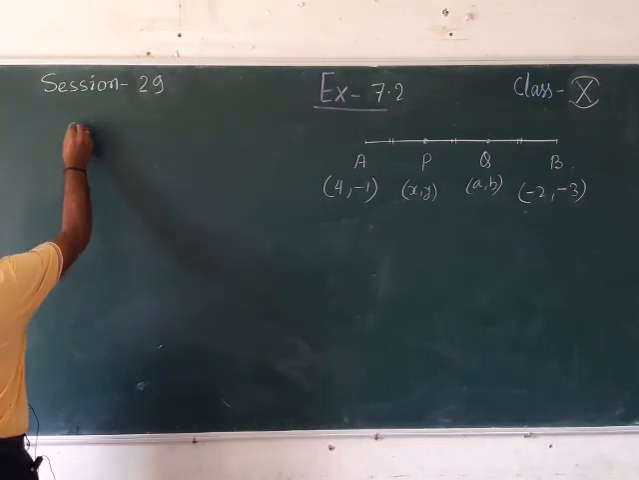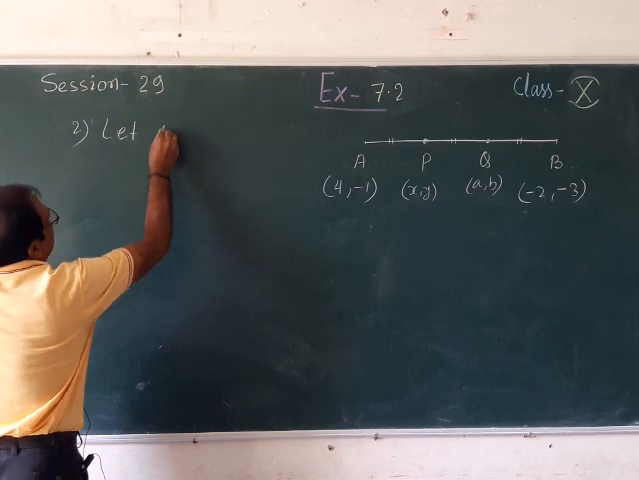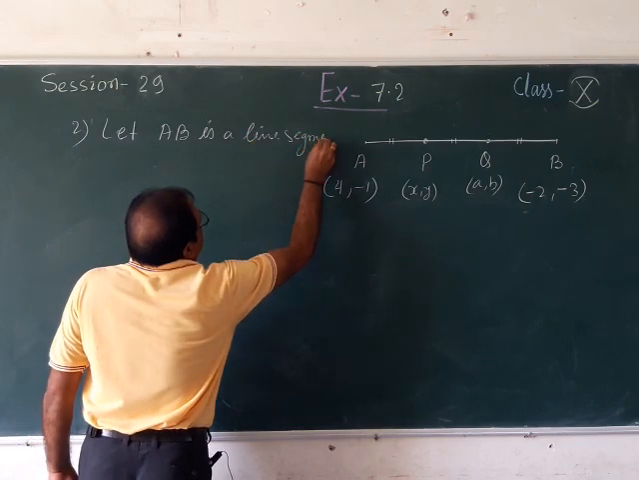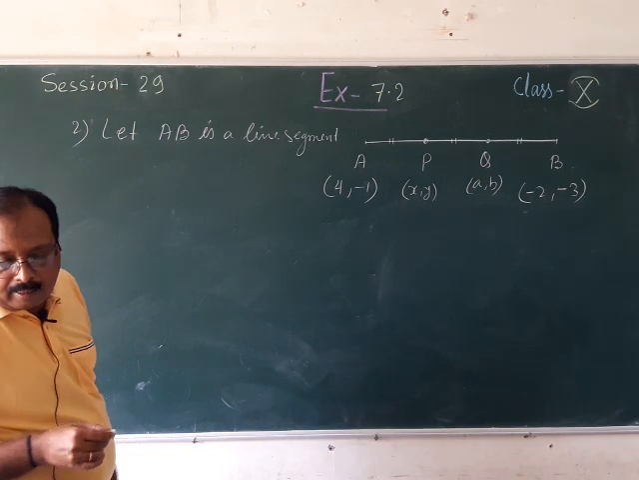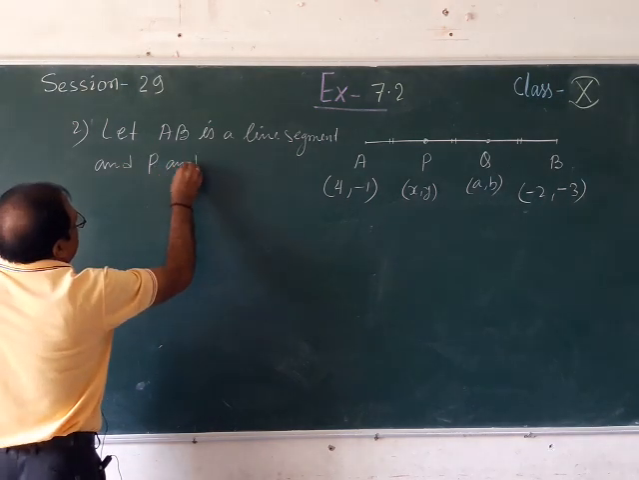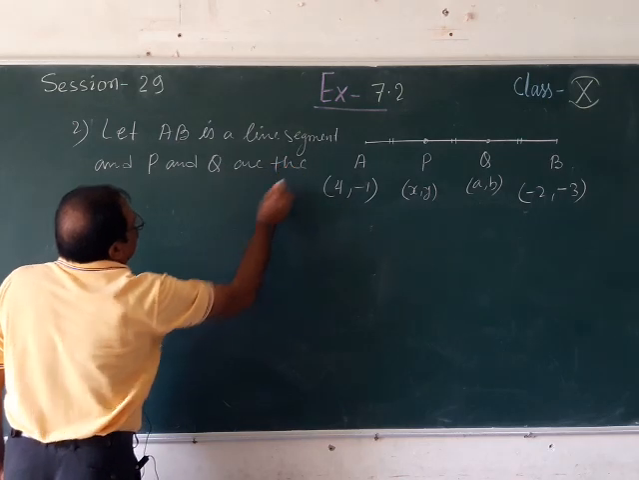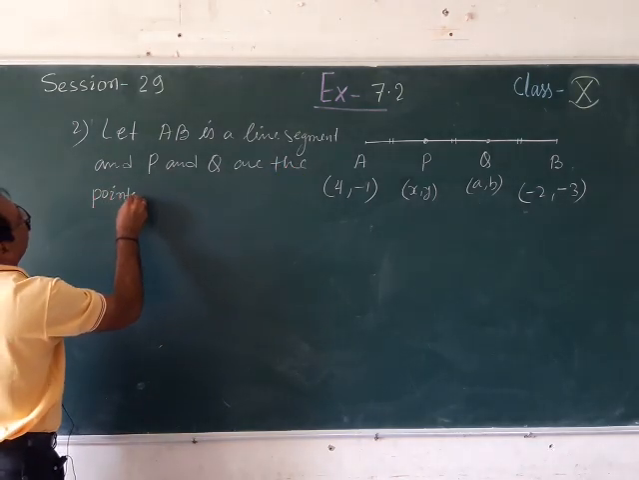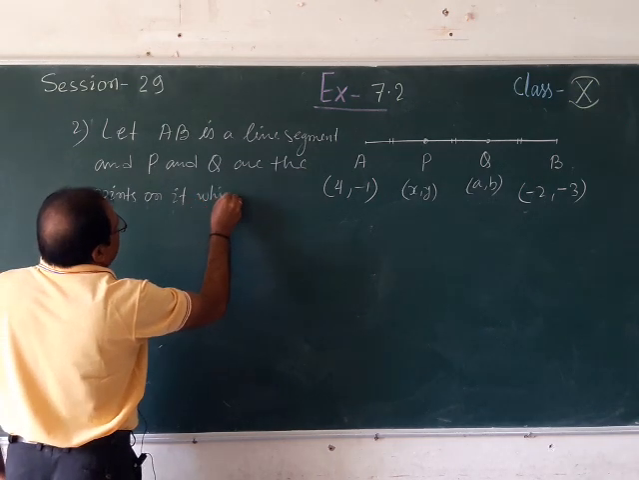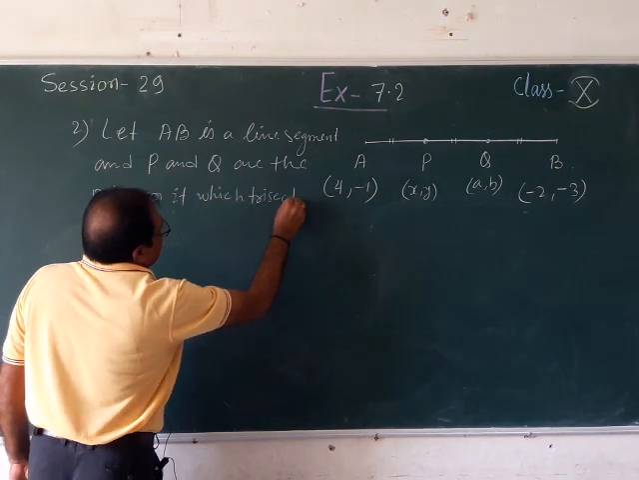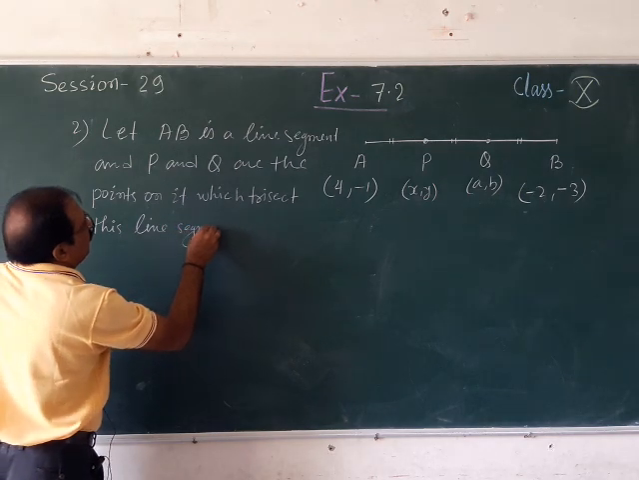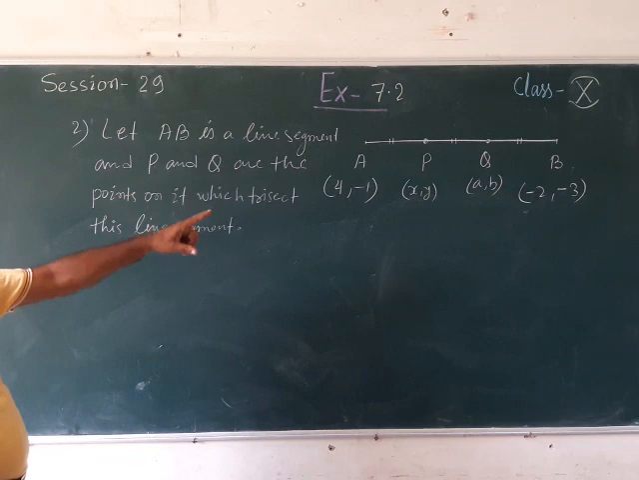Now we have to write the statement. Let AB be a line segment, and P and Q are the points which trisect this line segment. That is the initial statement which you can write after drawing the figure.